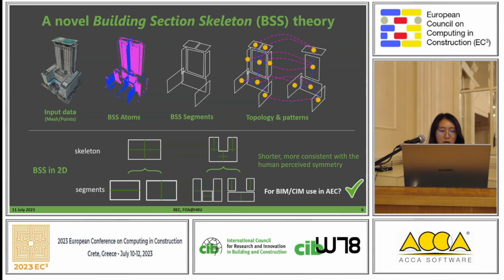So we propose skeletons for buildings. And you may see in this slide that the skeletons look like a set of building sections. So we name it the building section skeleton. Our building section skeleton is defined from the atom level to segment level to topology and patterns level, which could be represented by graphs with nodes and edges to represent the important components of buildings and their connections. As a comparison, you can see in this part, the BSS in 2D is much shorter and more consistent with the human perceived symmetry.